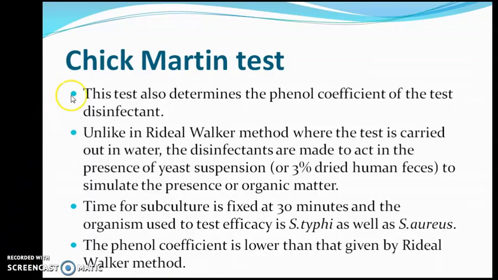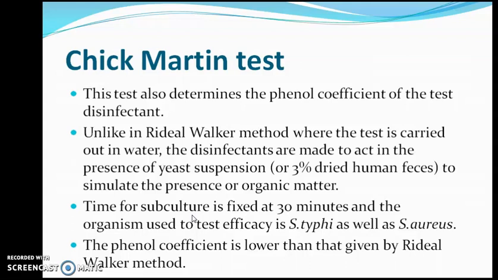The next method to determine the phenol coefficient is the Chick-Martin test. Unlike in the Riddle-Walker method, where the test is carried out in water, here the disinfectants are made to act in the presence of yeast suspension or 3% dried human feces to simulate the presence of organic matter. So it can overcome the disadvantage of Riddle-Walker, which does not have any organic matter present when performing the experiments. And here the time for subculture is fixed at 30 minutes, and the organisms used to test efficiency are Salmonella typhi as well as Staphylococcus aureus.